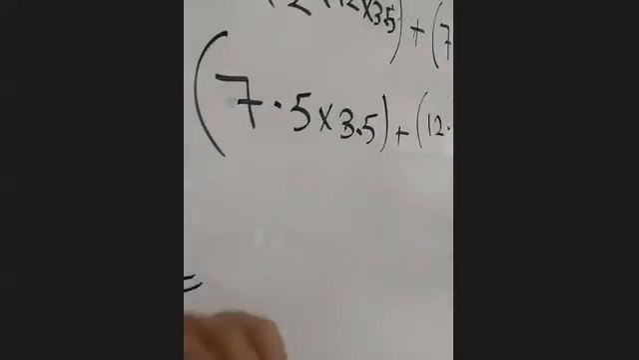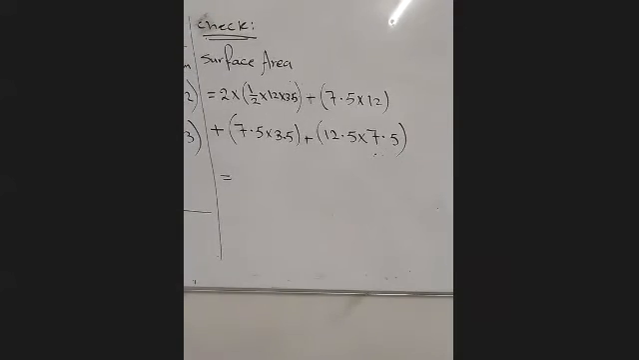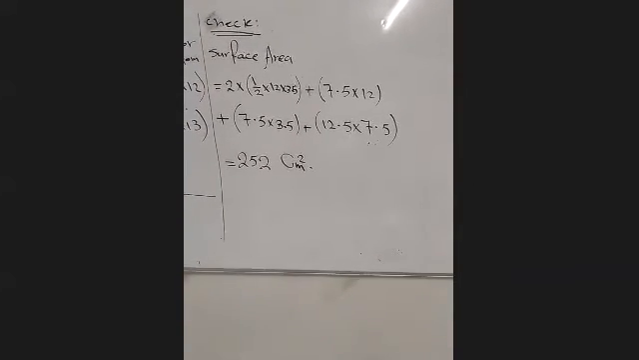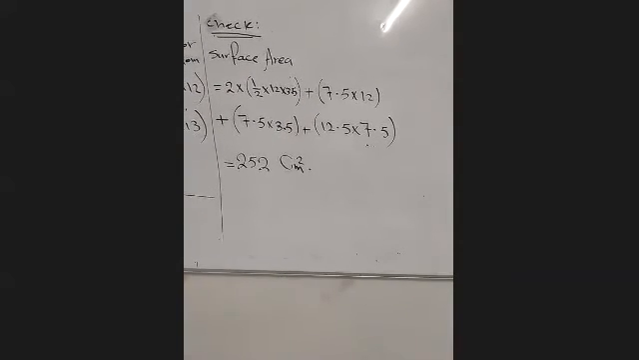Now what we need to do is calculate all of these numbers together. The answer will be 2 multiply half multiply 12 multiply 3.5, plus 7.5 multiply 12, plus 7.5 multiply 3.5, plus 12.5 multiply 7.5, equals 252. 252, what's the unit? Centimeter. Centimeter squared. Copy.